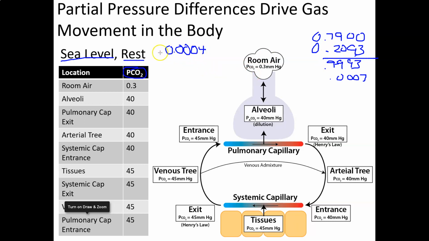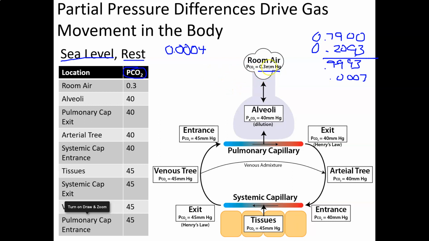CO2, you should know this number. It's 0.04%. So if we're doing the fractional equivalent, we divide that by 100. So we get 760 times 0.0004, and that gives me 0.3 millimeters of mercury.